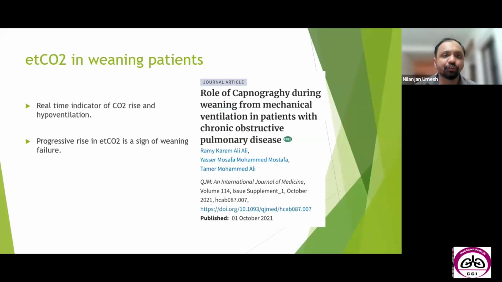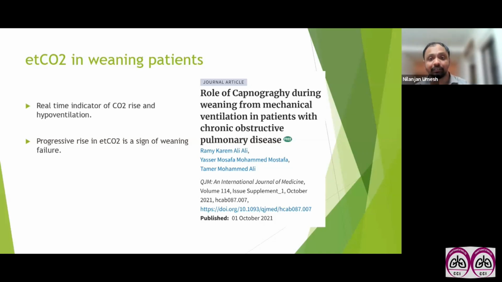And finally, coming to EtCO2 in weaning patients. EtCO2 provides a real-time indicator of carbon dioxide rise and hypoventilation. There is a progressive rise in EtCO2, which is a sign of weaning failure.